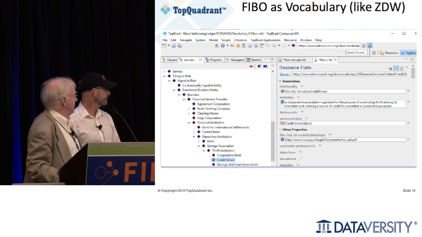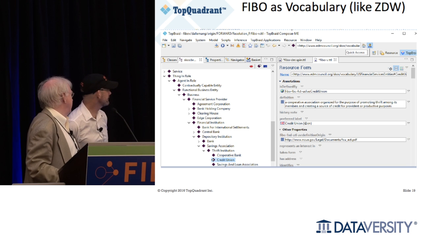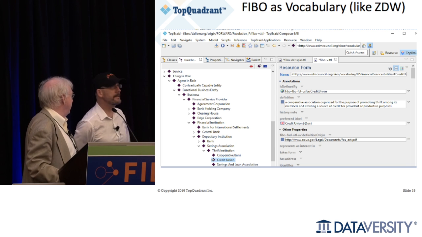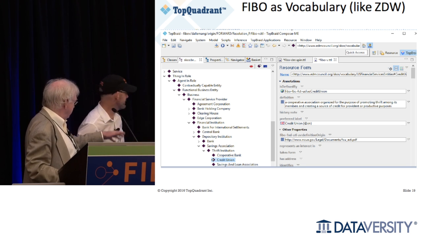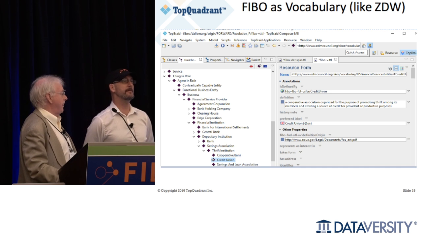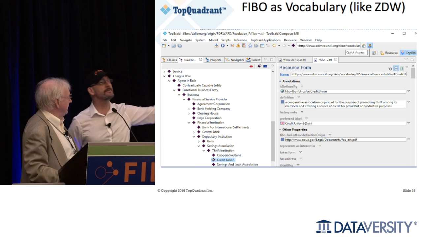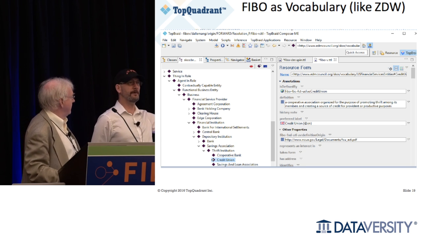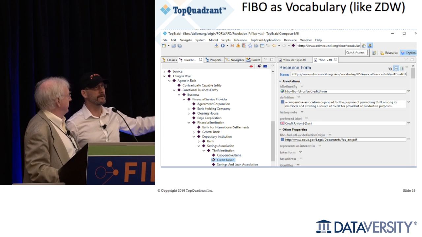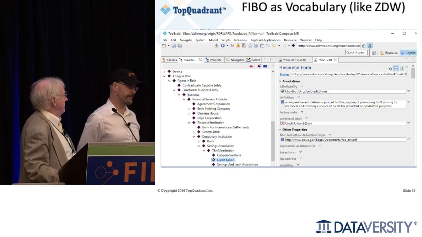So what we end with is that FIBO can be a vocabulary, just like we have SKOS. It does have richness. Yes, and so here we're showing off FIBO V as a vocabulary. These are concepts that are related to one another in a broader, narrower structure. All of these terms have come from FIBO and have gone through the FIBO rigor. They do have quite a bit of structure to them.